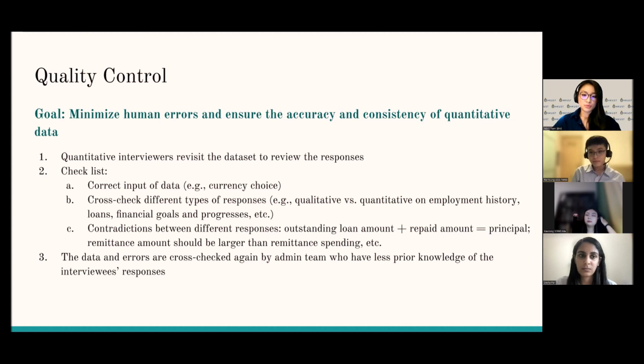And then, most importantly, they look out for a lot of contradictions of logic between different responses. So for instance, the outstanding loan value and repaid amount should add up to principal, and remittance amount should be larger than remittance spending, etc. And then as a final step, we also have our admin team, which has less prior knowledge of the responses, go over the data and the error list again. And now I'll pass time to Ayla to discuss our findings of the project.